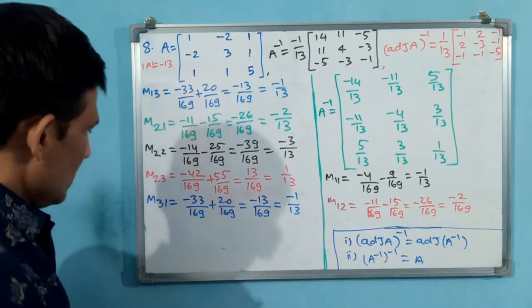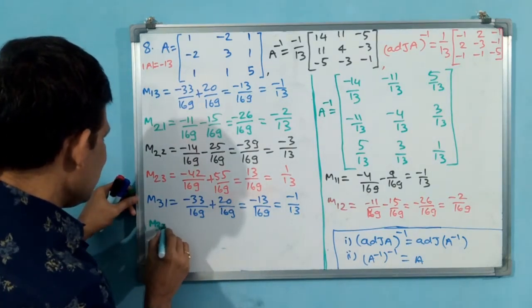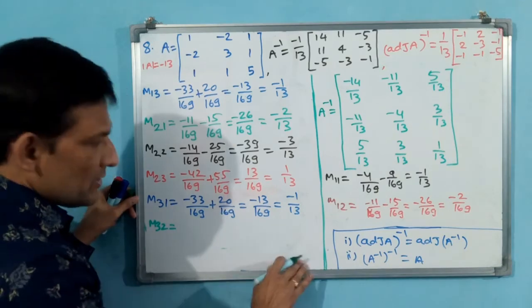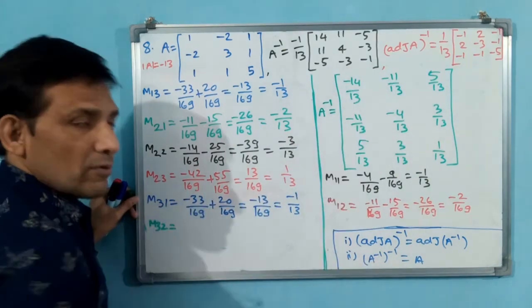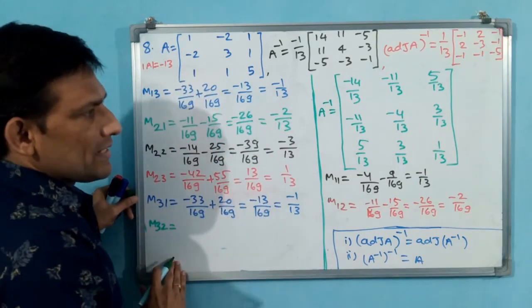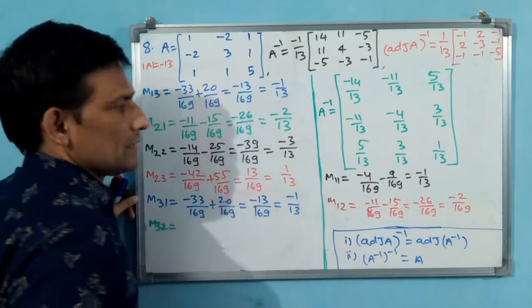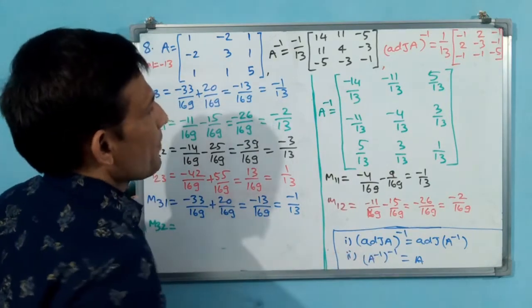M32 also we have to do. Let us finish M33, then we will write the cofactors there. Why? Because once you receive cofactors, once you receive minus, then we don't want this. Okay, this we will keep.